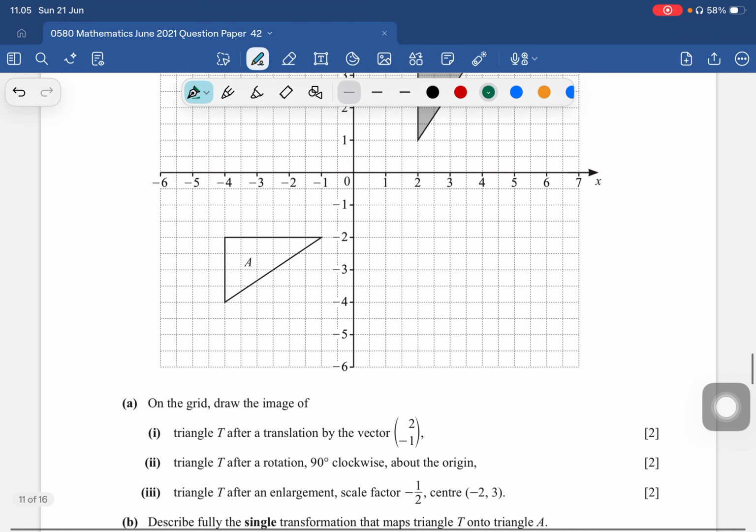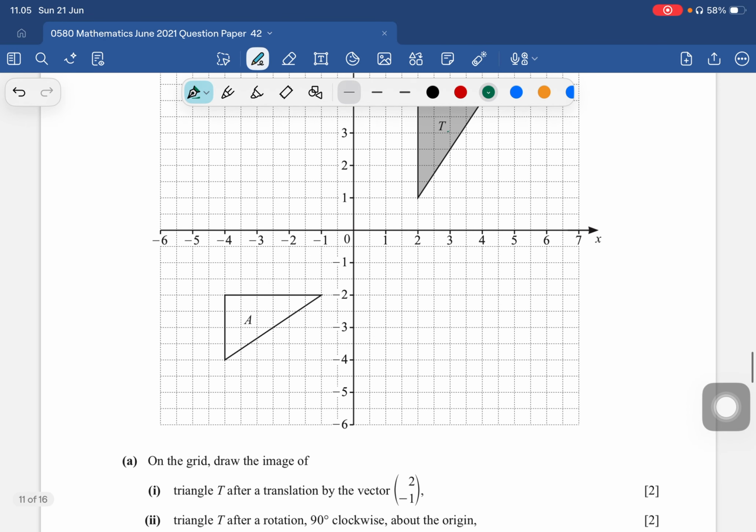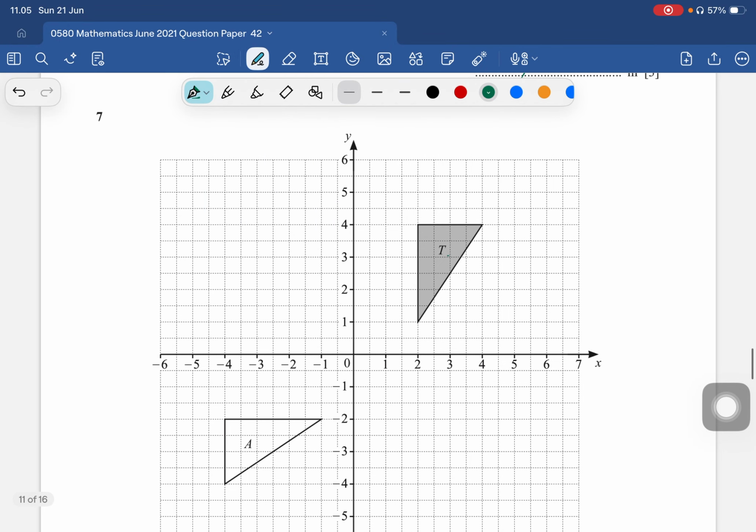So this is what we got on the grid. Draw the image of the triangle T after the translation by the vector. So we are going to move 2 to the right and 1 down. So 1, 2 and down. Here's the first one, 1, 2 and down, another one, 1, 2 and down. Here is after the translation.